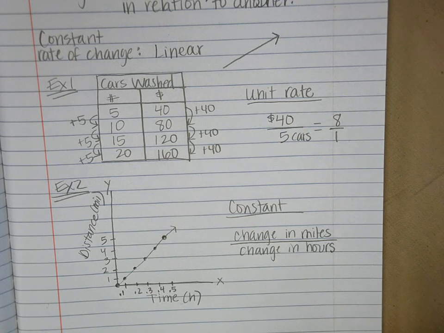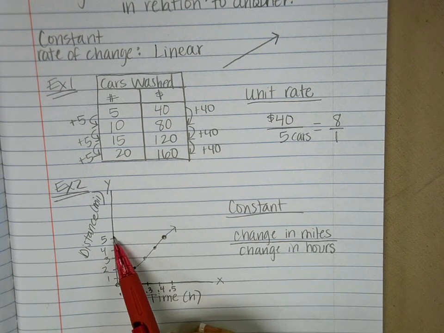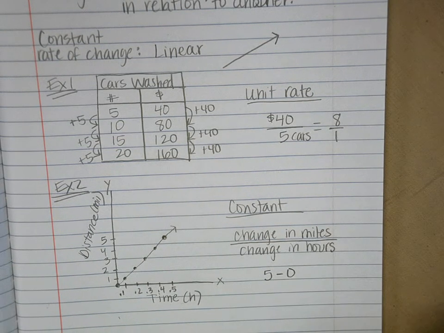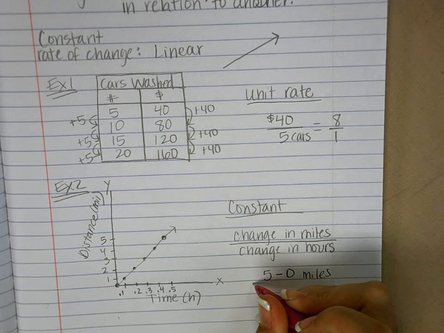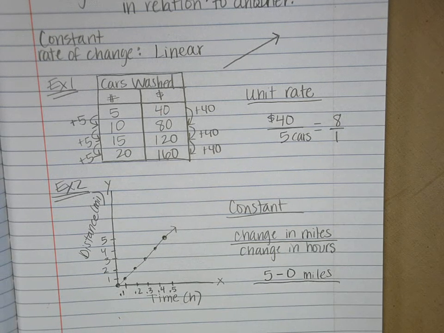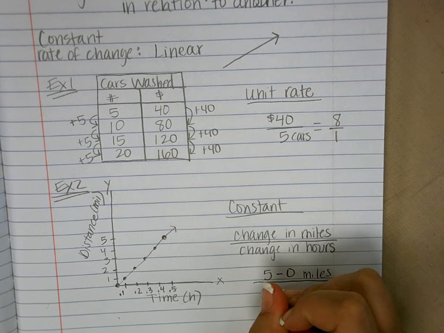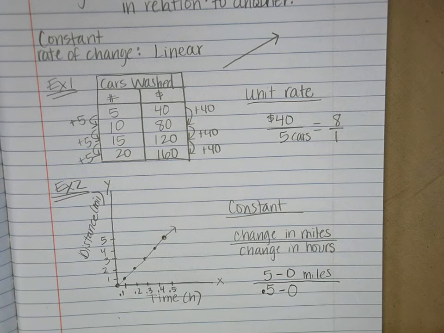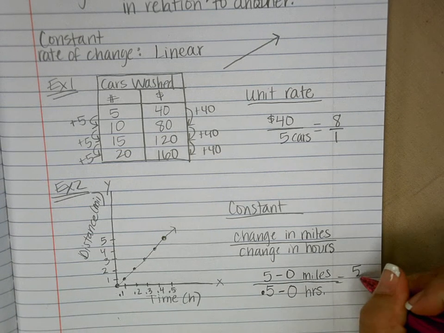So the change in miles is just 5 to 0, right? So we're going to put 5 minus 0. That's how we get the difference. Think change is like a difference. And I'm going to write miles so you guys remember it's miles. How do I get the change in hours? Where did I stop? 0.5 minus 0. And this is hours. Now I have 5 over 0.5.